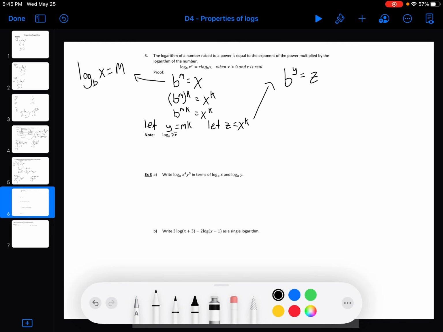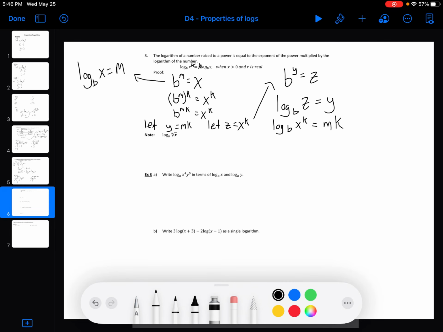If we have b to the exponent y equals z, and I were to put that into logarithms, that would be log base b of z equals y. Well, we know z is x to the k. In our equation here, we'll call it k. It's typically written as a k. And then we know that y is equal to m times k.